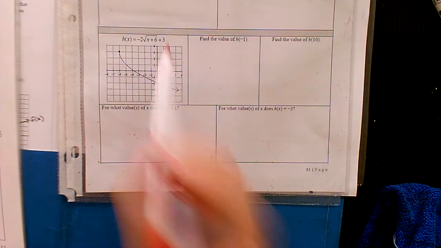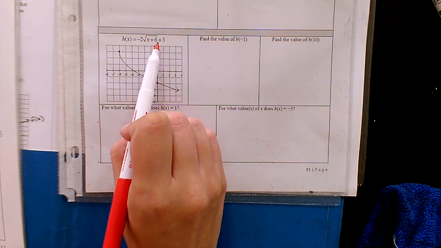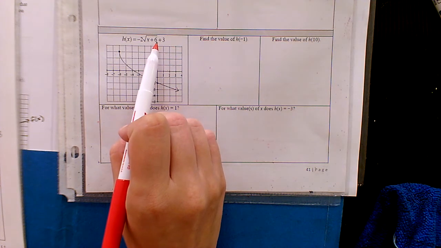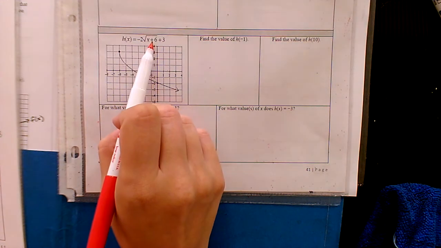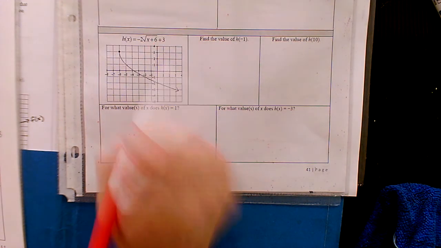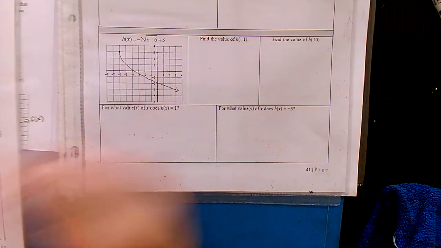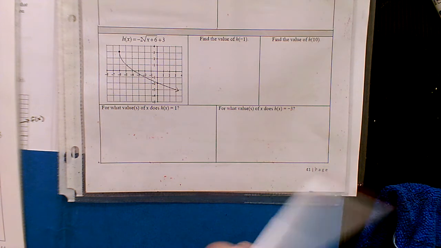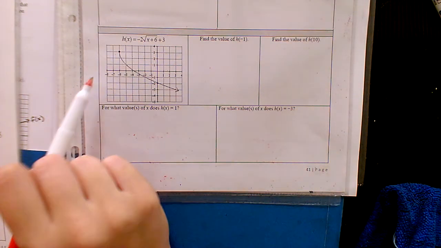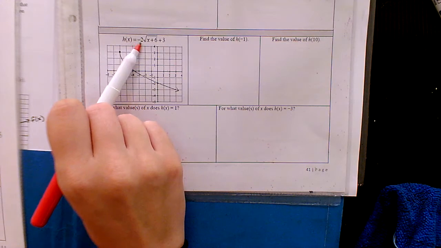Go, Caitlin. Up 3. I like it. Anything else? Good, Lainey? Left 6. Left 6, good. It's a plus, but it actually goes left. Good, Elsie? Vertical stretch by 2, so we're making it taller than it normally would be. Is it reflective of the x-axis? X-axis flip, good, negative on the outside.